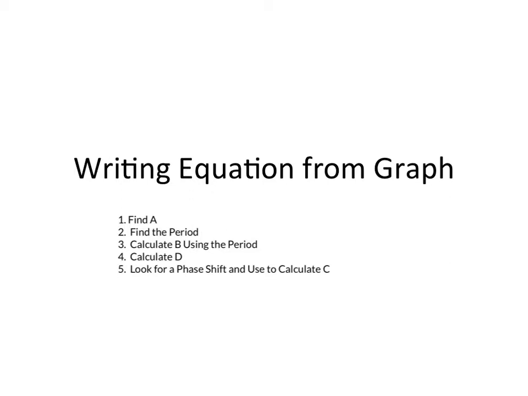Let's take a look at how to write an equation when given a graph. To write the equation, we just need to look for the same characteristics that we've been looking at. We just need to read them directly from the graph, write them down, and then put them in the general form. Five basic steps. Find A, find the period, calculate B using the period, calculate D just by looking at the graph, and then we need to look for a phase shift. Look for how much the graph has shifted, if at all, off the general form of the point (0, 0), and use that to calculate your C in your equation.